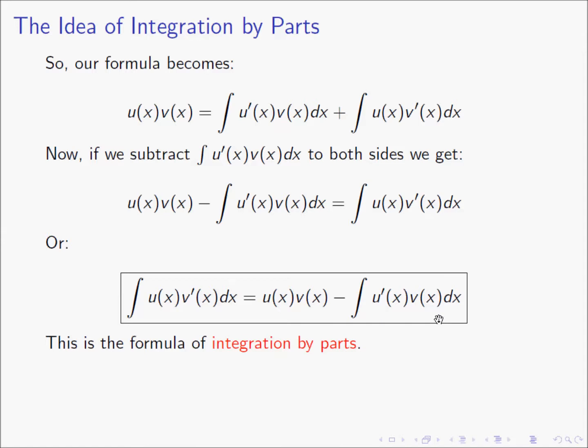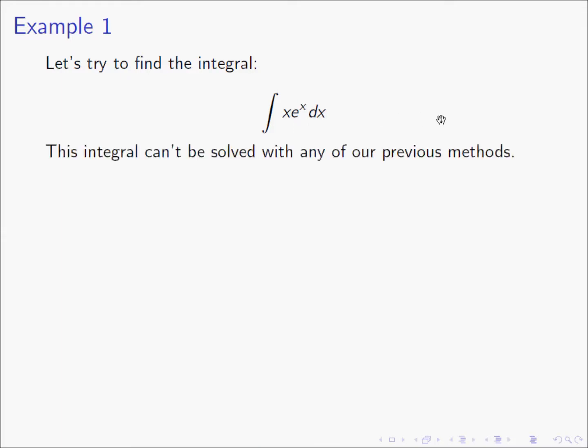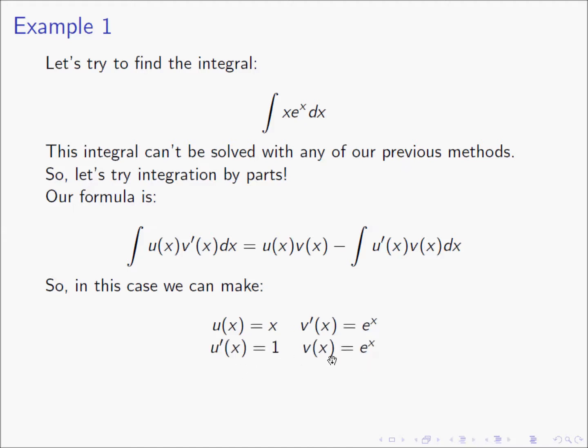So let's see how this works in an example. Let's find the integral of x times e to the x. This integral cannot be solved with any of our previous methods. So let's try integration by parts. The formula is this one. In this case we can make u equals x and v prime equals e to the x. So we have that u prime equals 1 and v equals e to the x.